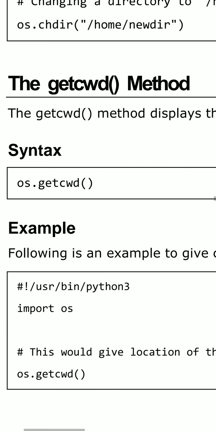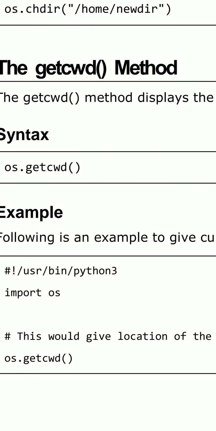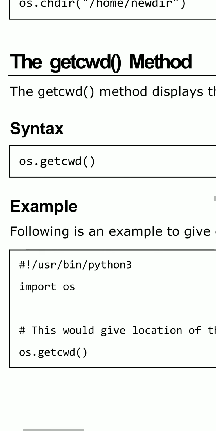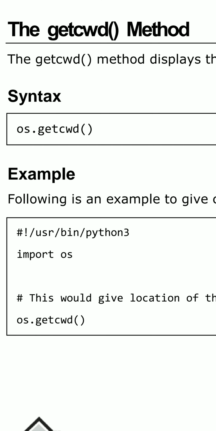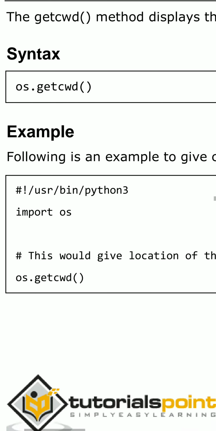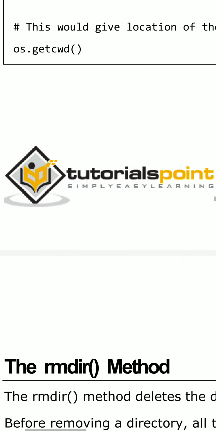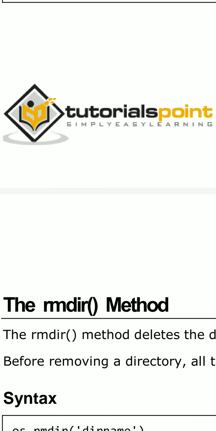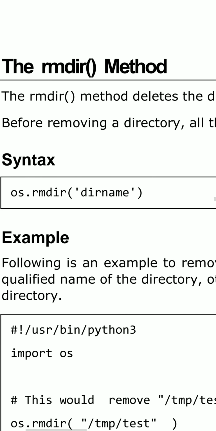And next one is get current working directory. That means in which directory I am working and how many files are there in the current working directory. The getcwd method tells us this. So import os, and next call the getcwd method. As soon as I call the method, the current working directory in which you are working will be displayed onto the output screen. And next one is remove directory.